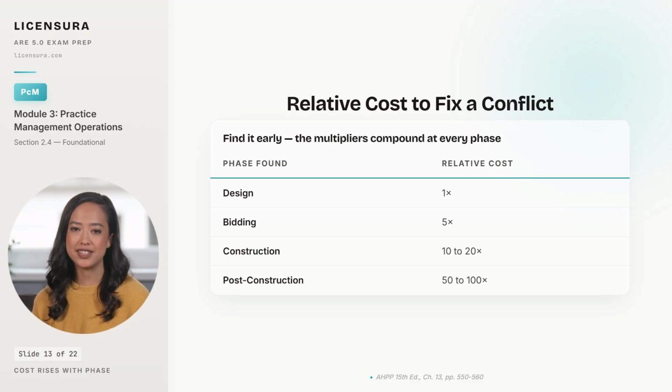The contractor is on site, material may already be installed, labor is being burned waiting for the fix, and the schedule impact often triggers liquidated damages. And the same conflict surfacing after closeout costs 50 to 100 times the baseline. Because now you're physically rebuilding completed work, often with a tenant in the space. Every hour spent finding clashes during design pays back at one of those multipliers. The takeaway is straightforward. Detection during design isn't an expense, it's a hedge.